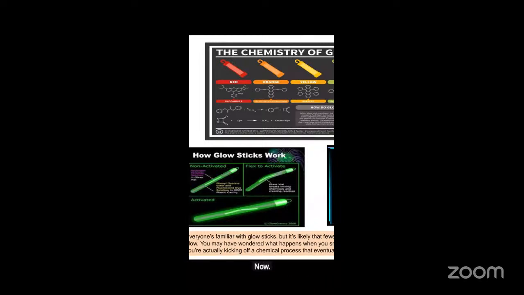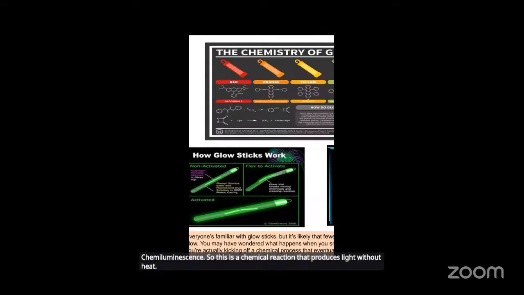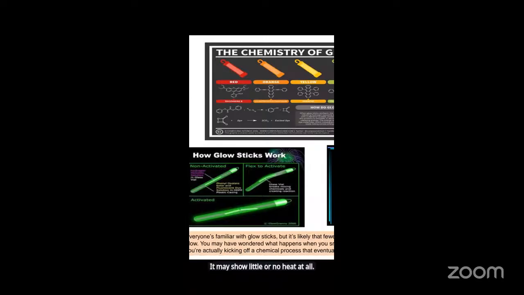Now, I said that glow stick is a reaction called chemiluminescence. This is a chemical reaction that produces light without heat. It may show little or no heat at all. So the chemistry of glow stick is called chemiluminescence. And this glow stick has 3 components: hydrogen peroxide, phenyl oxalate ester, and fluorescent dye.